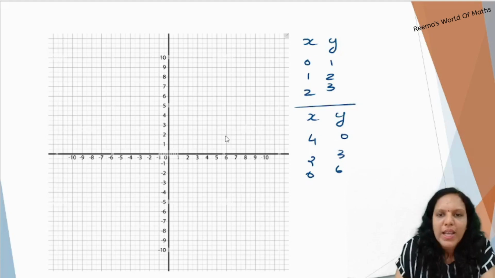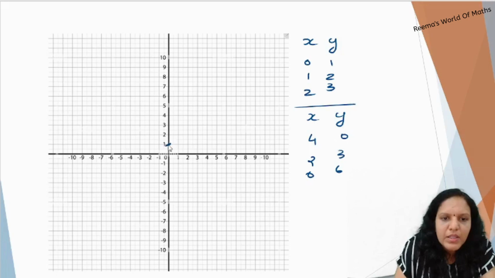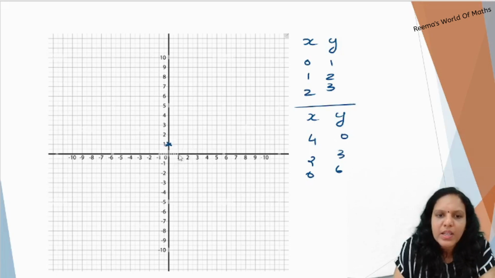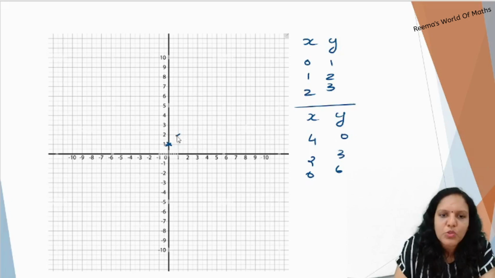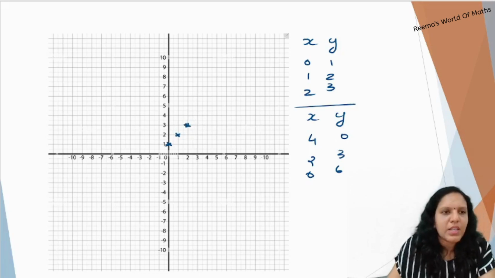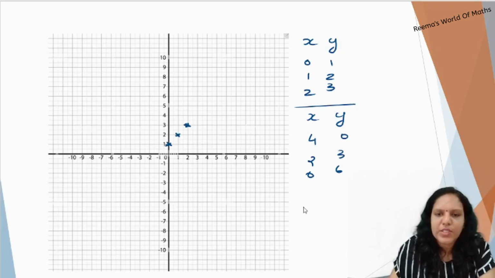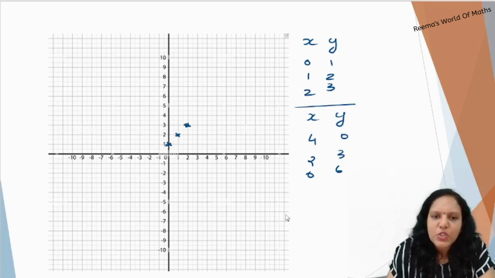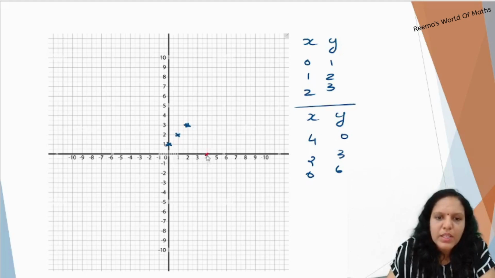So, when we have x equals 0 and y is 1, it will fall right here, and then x is 1, then we have y equals 2, it will fall here. We have x equals 2, then y is equal to 3, it will fall here. Let's take a different color and plot the second equation, which is x equals 4 and y is equal to 0. So, it will fall here.